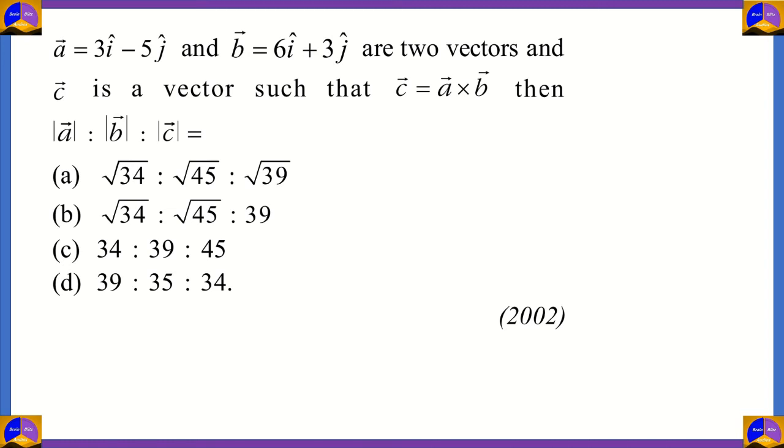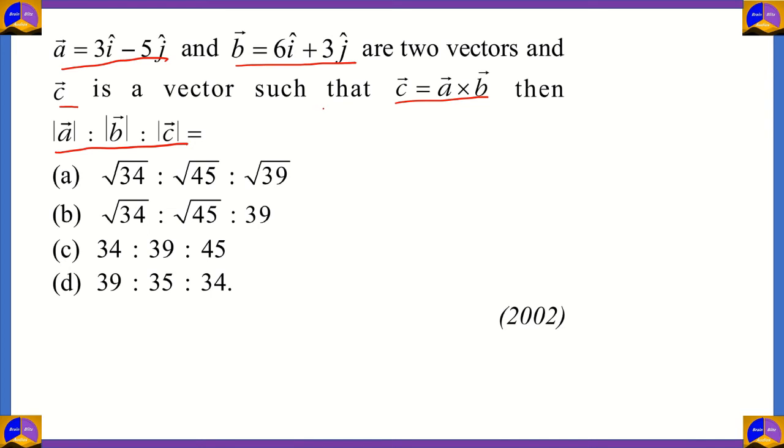So moving on to the last question of this episode, we have two vectors given here. Vector A is 3i minus 5j, and vector B is 6i cap plus 3j cap. Now we have a vector C, and the relation is vector C is the cross product of vector A and vector B. So vector C is equal to vector A cross vector B. You need to find the ratio between the modulus of the three vectors. So the moduli of the three vectors are arranged in the ratio of.